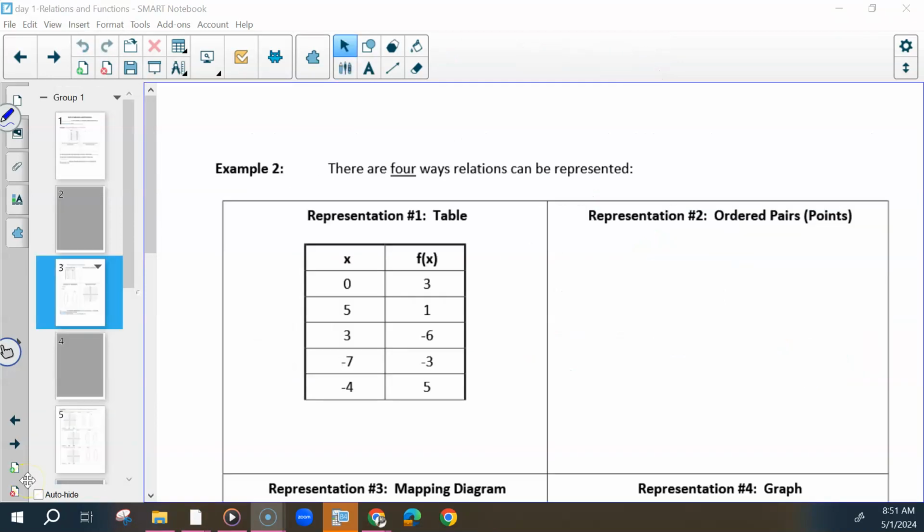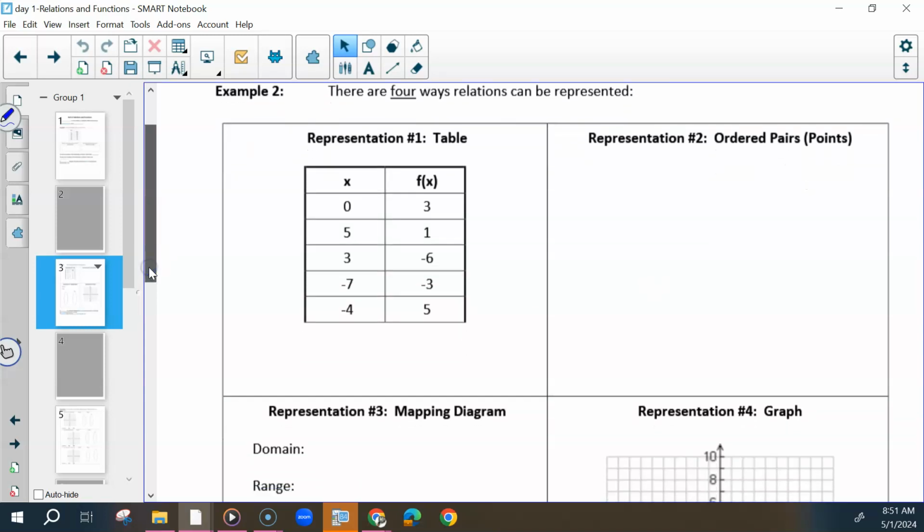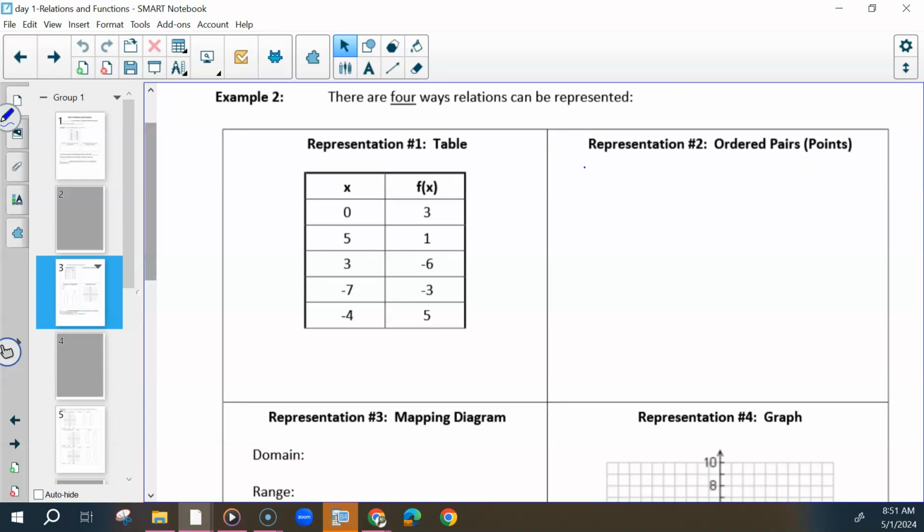There are 4 ways a relation can be represented. It talked about ordered pairs on the previous page. A table is another one. Mapping and a graph. So besides the mapping, hold off on that one. Go ahead and make your ordered pairs and go ahead and graph those points. With your ordered pairs, though, start off with a curly bracket and then write each ordered pair in parentheses, because this is the set of all of these ordered pairs.